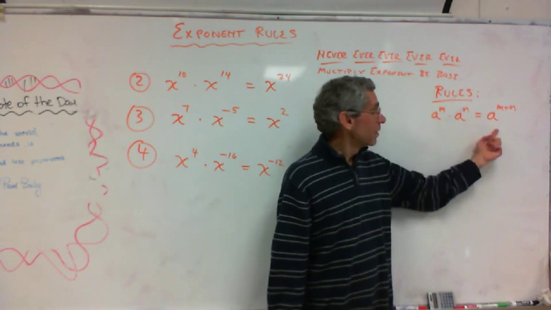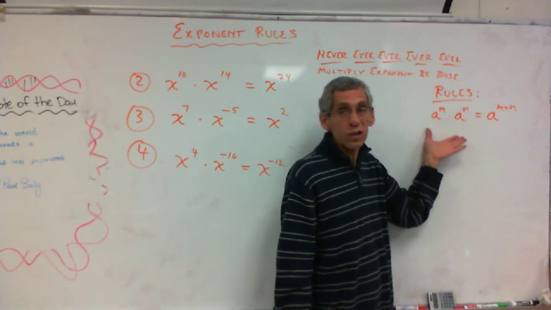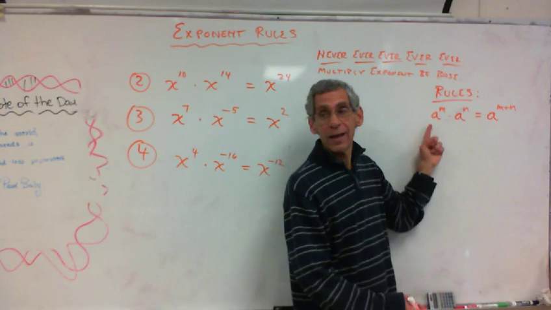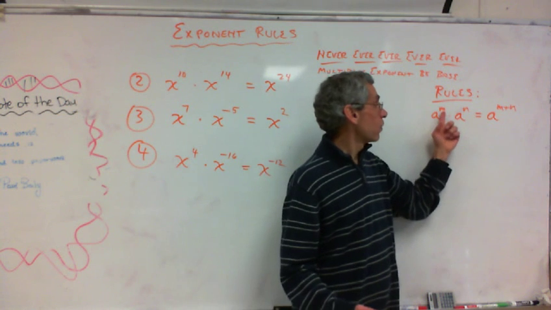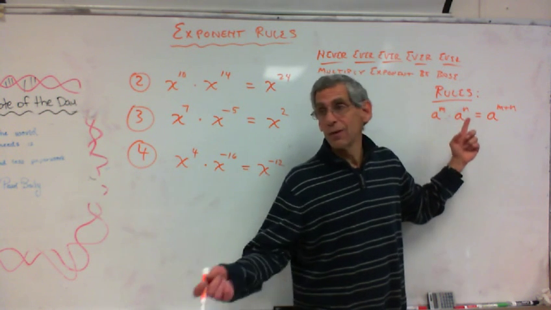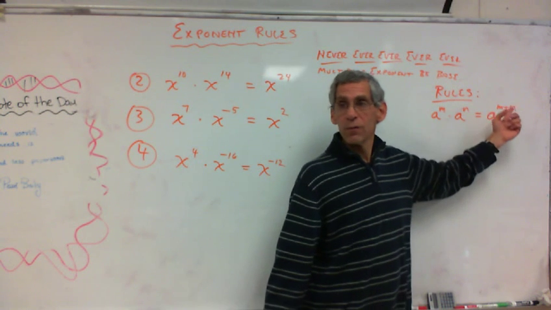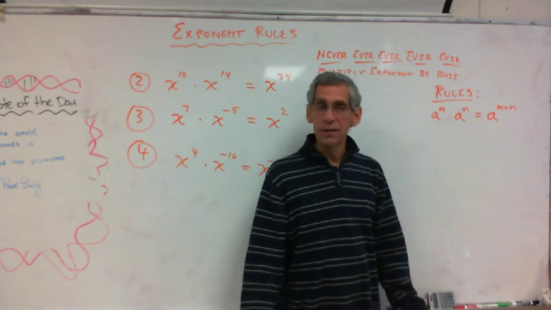So that's how they write this formula so that it works for everything, right? So a could be 10. I could put 10, and m could be 4. So 10 to the 4th times 10 to the 5th equals 10 to the 4 plus 5, right? Which is 10 to the 9.